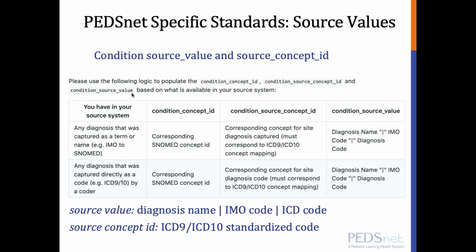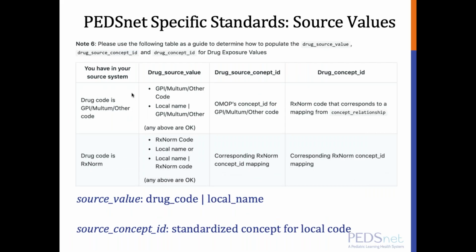So we pull the SNOMED code for the condition concept ID, but if we need to go back and see how the mappings are, what that turned out to be in billing, we pull this in the source value. And then the source concept ID is the standardized concept that matches the ICD-9 or ICD-10 code. So this is a way for us to pull information and understand how the source might be informing the code sets that we find.